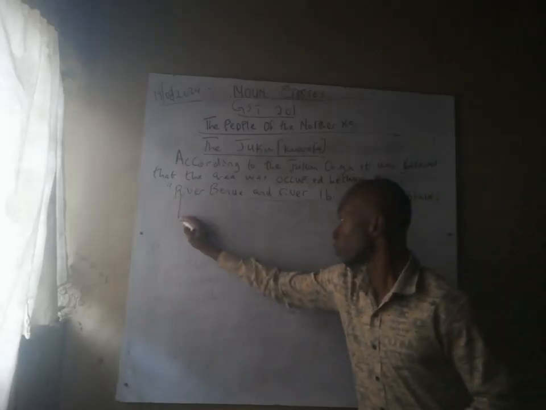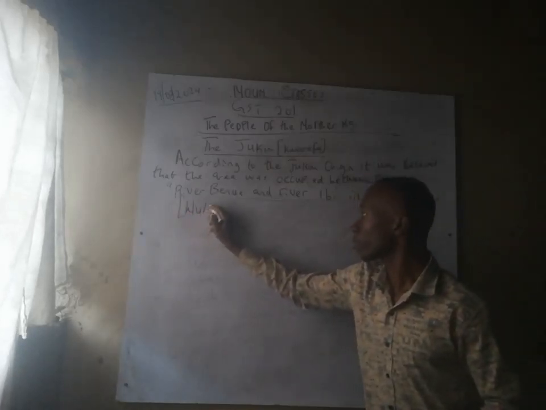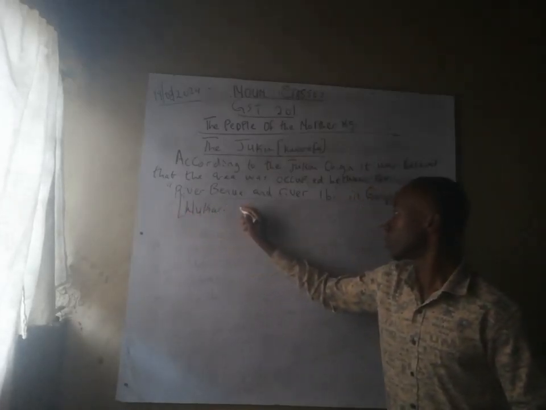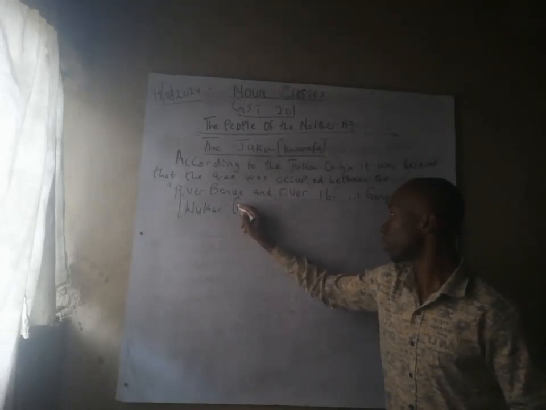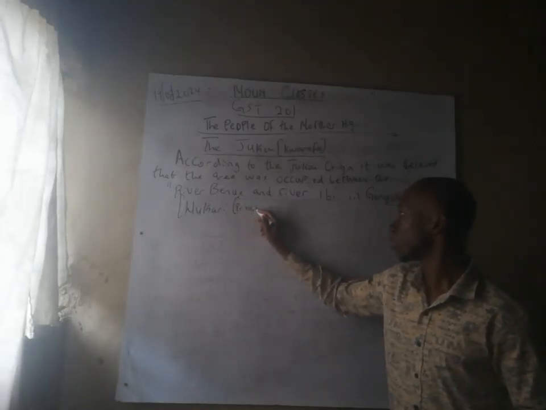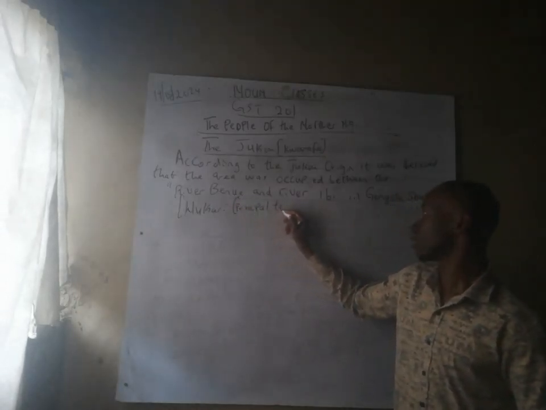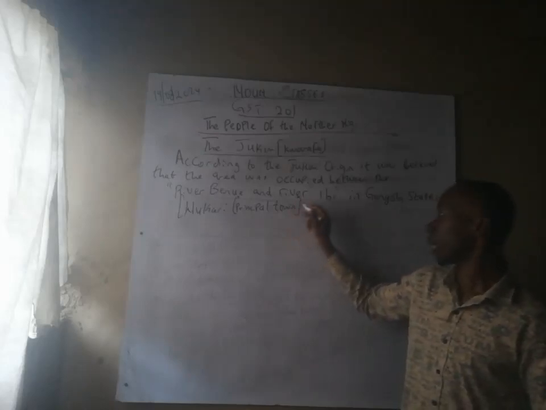River Benue and river Ibi in Gongola State, where Wukari was their principal, the capital. We call it the principal or capital town.